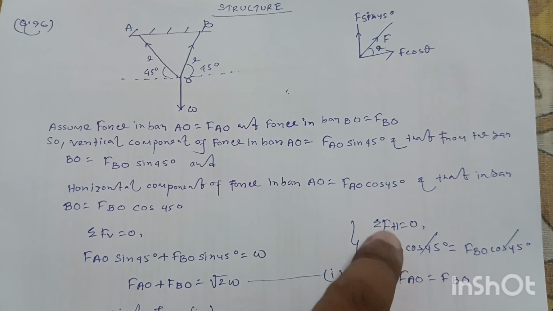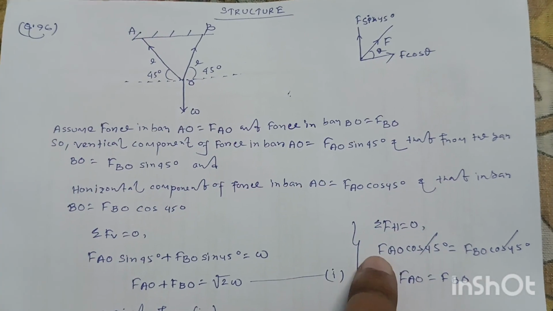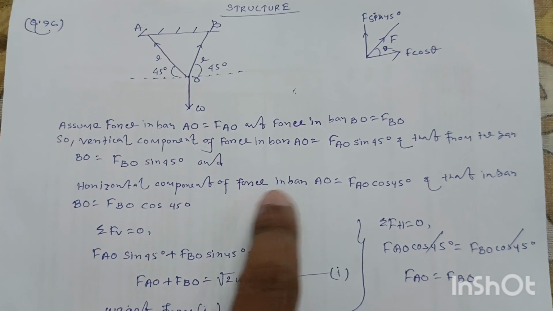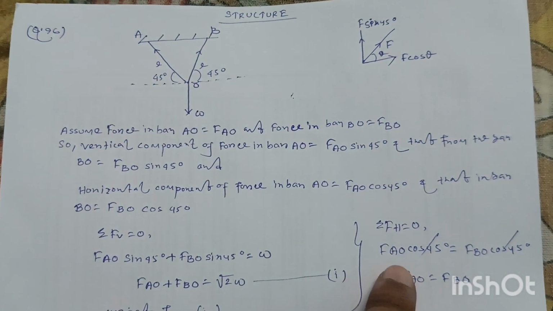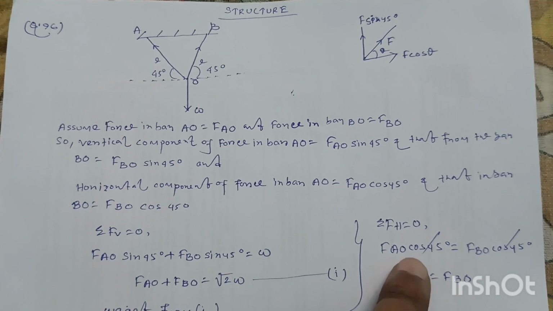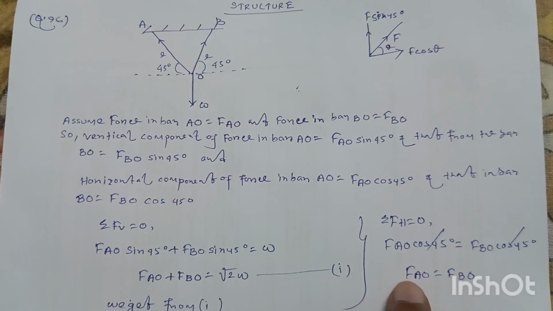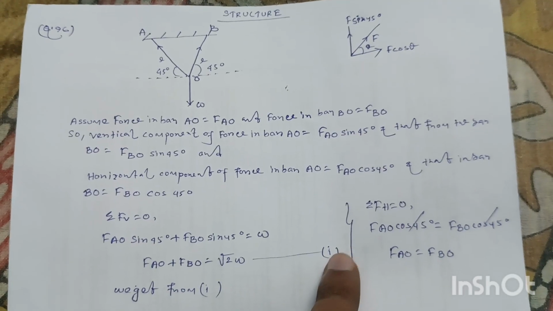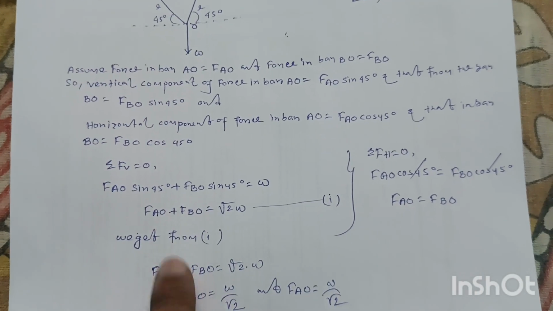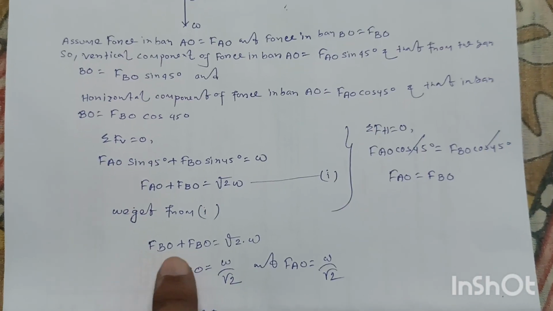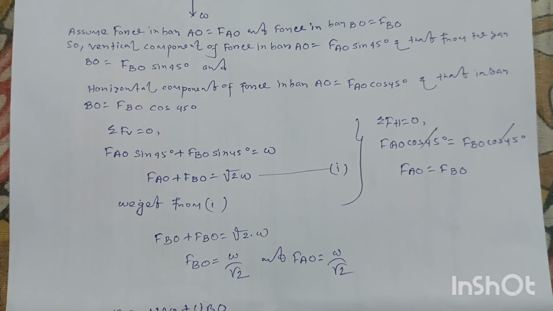Again, we also know that from equilibrium the summation of all the forces in horizontal direction is equal to 0. So the horizontal component of force in bar AO will be equal to the horizontal component of force in bar BO, and their directions will be opposite to each other. So FAO cos 45 degree is equal to FBO cos 45 degree. From this we can say FAO equal to FBO. Now this is equation number 1. So in this equation if we put FAO equal to FBO, we will get FBO equal to W by root 2 and FAO equal to W by root 2, because both are the same.